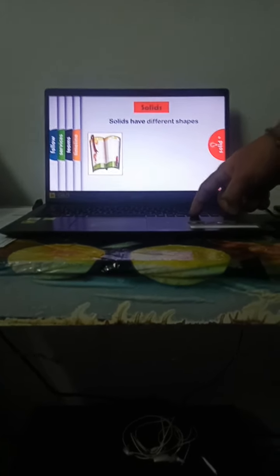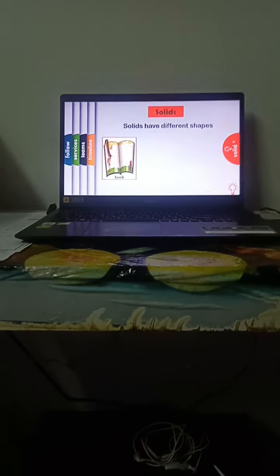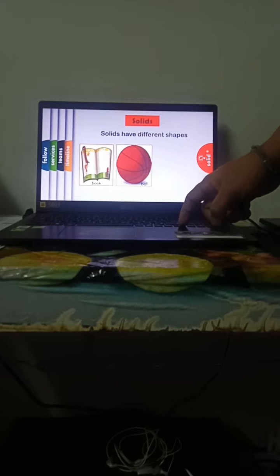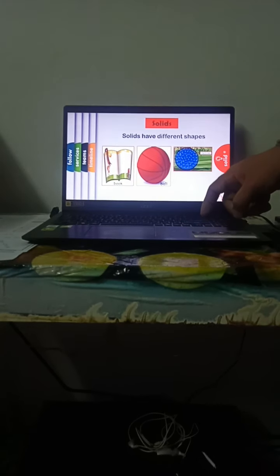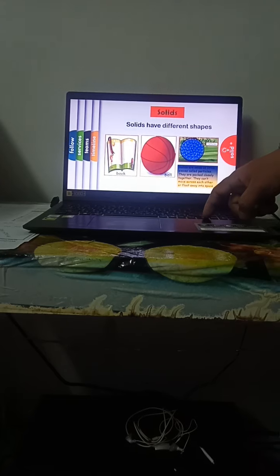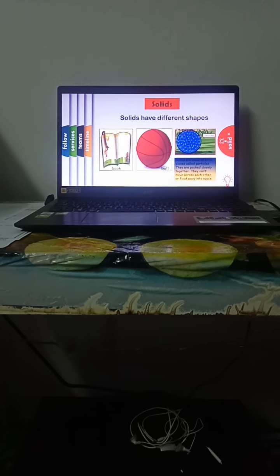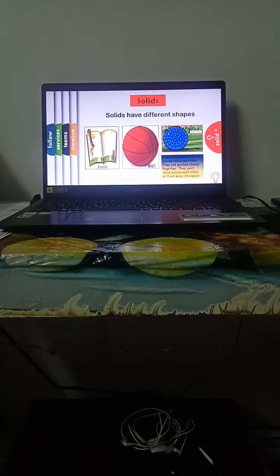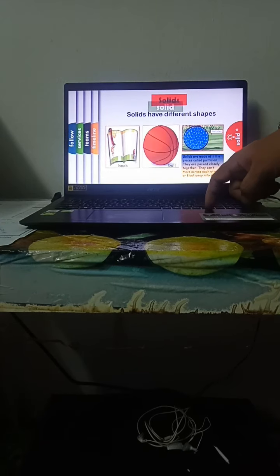Okay, next. Let's learn about solids first. Solids have different shapes. A book is a solid in the shape of a rectangle. A ball is a solid in the shape of a circle. Solids are made of little pieces called particles. They are packed closely together. They can move across each other or float away into space.